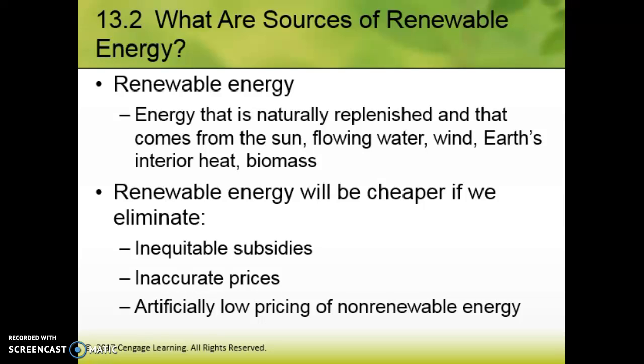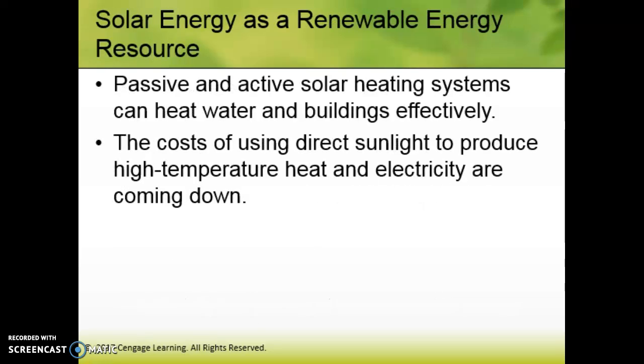Renewable energy will be cheaper if we eliminate inequitable subsidies. Again, why are we subsidizing our history? Let's subsidize our future. If we eliminate those inaccurate prices that are a result of those subsidies, and those that artificially price non-renewable energy low, but those are all related. It all goes back to make it cheaper to be responsible, make it more expensive to be irresponsible.